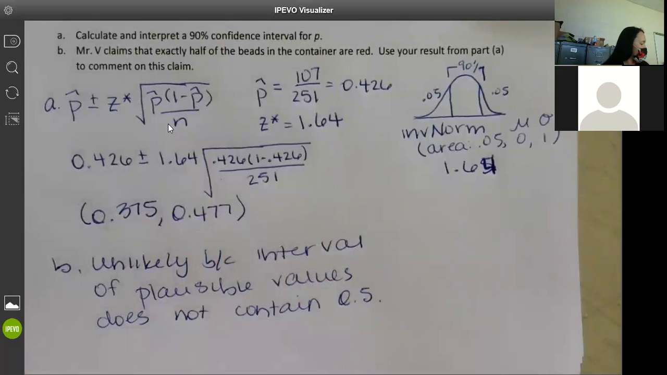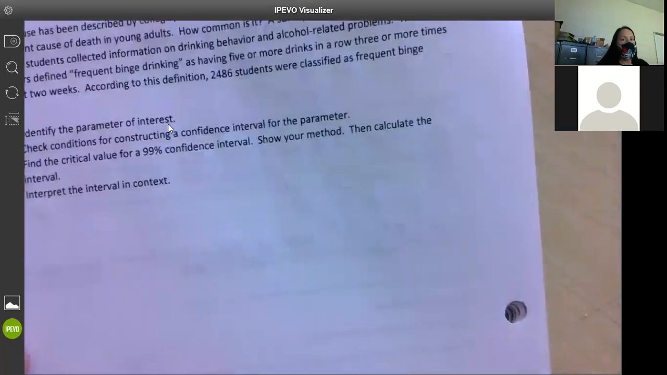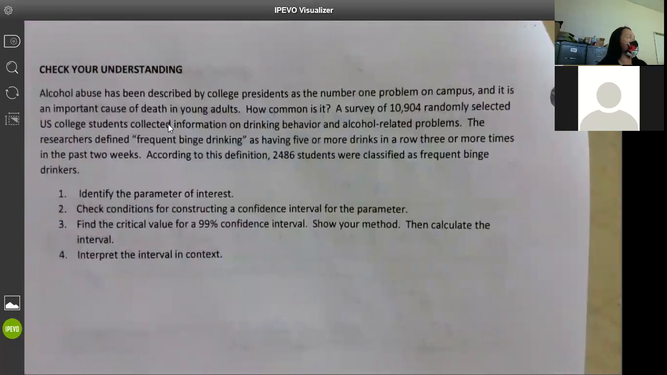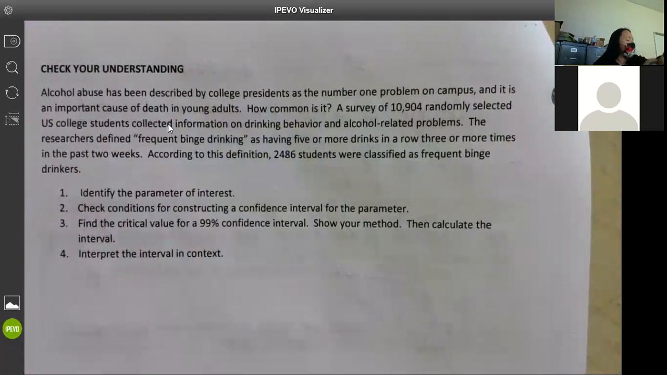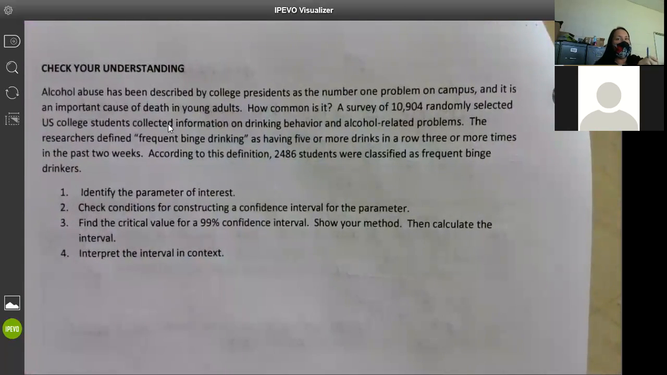All right, so the check your understanding is a combination of everything we've done today. Checking conditions, finding the z-score, finding the interval, and then we got to interpret the interval. So we're going back to 8.1 where we interpret it. So this is the last thing that we're doing. All right, identify the parameter of interest. We haven't done this in a little while. What's your parameter of interest? Alcohol abuse has been described by college presidents as the number one problem on campus, and it's an important cause of death in young adults.